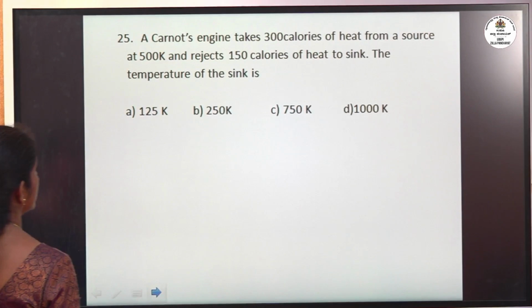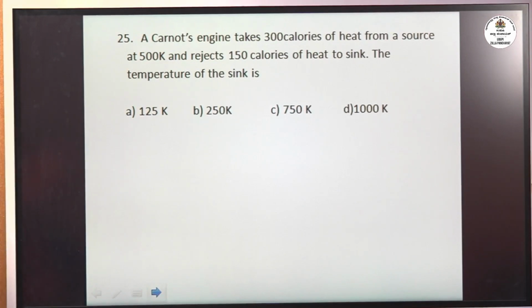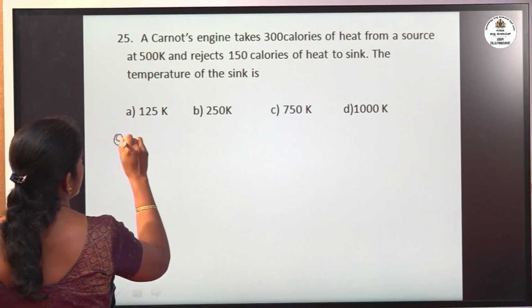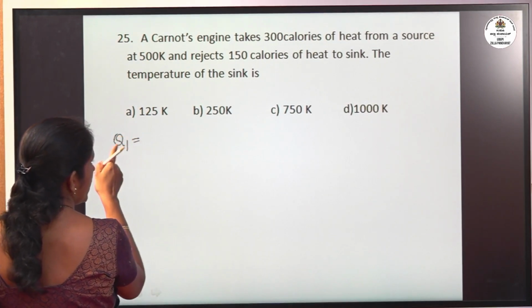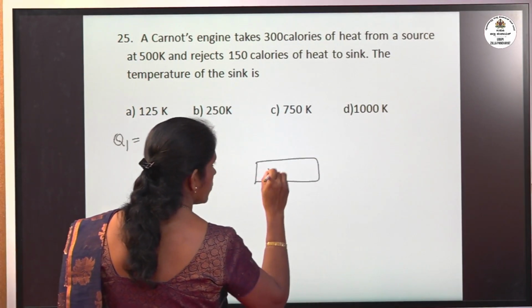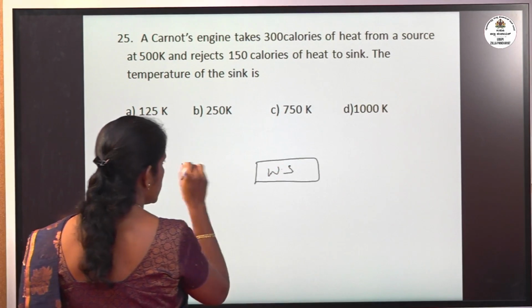Let us go to the next question again. A Carnot engine takes 300 calories of heat from a source. Heat absorbed from the source. You know, a Carnot engine consists of a working substance, a source and a sink.